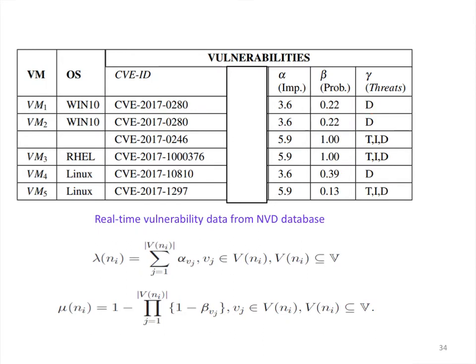Okay. Virtual machine 2, which again is part of the authentication server, has two vulnerabilities based on the products that run on this particular virtual machine. So the first vulnerability has an impact of 3.6, and the other one has an impact of 5.9. And this vulnerability has an exploitability of 0.22. This one has an exploitability of 1. This is very critical, like the example that I just talked about. If you try to change the password, you can do that.